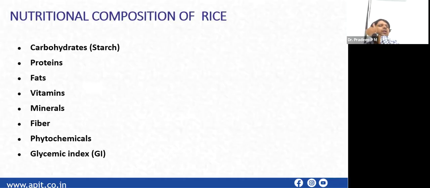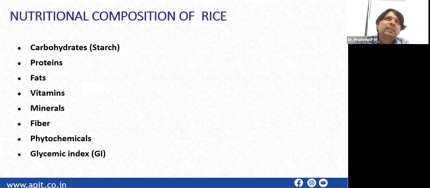Next, coming to the nutritional composition of rice. Rice contains major nutrients as well as micronutrients, so you have a mixed composition of both. Here, if you see, carbohydrates are the major contributor in the grain, at about 60 to 70%. Then come the proteins, at about 6%. Fat is around 8%, and vitamins, minerals, and fibers are in trace quantities. And there are other phytochemicals as well.